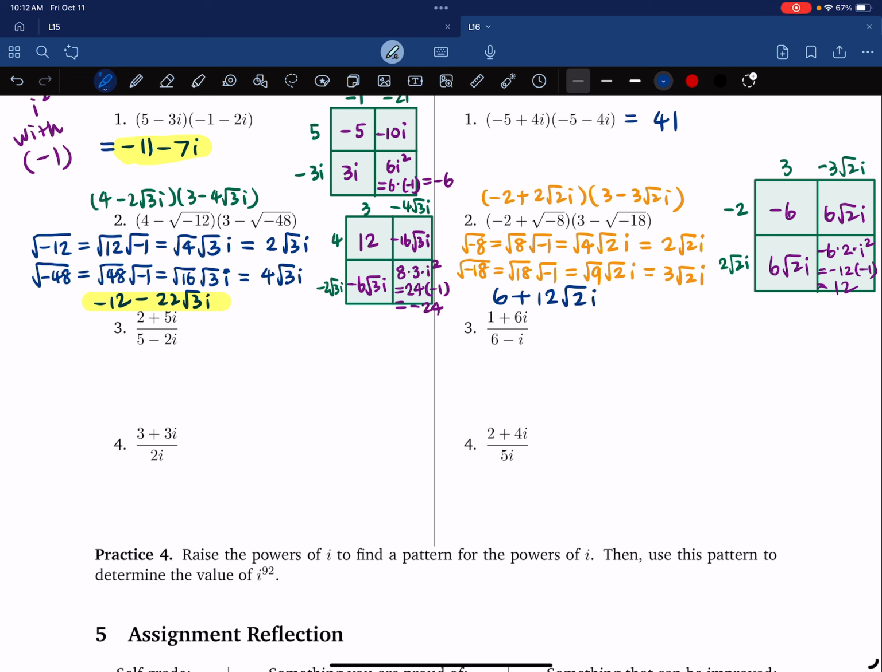Just remember that in the middle, it's always going to be a plus. If your imaginary part is negative, then you don't need the plus. You just put the negative sign in the middle. But for now, since our imaginary part is positive, I'm going to put the plus in the middle, and this is our final answer.